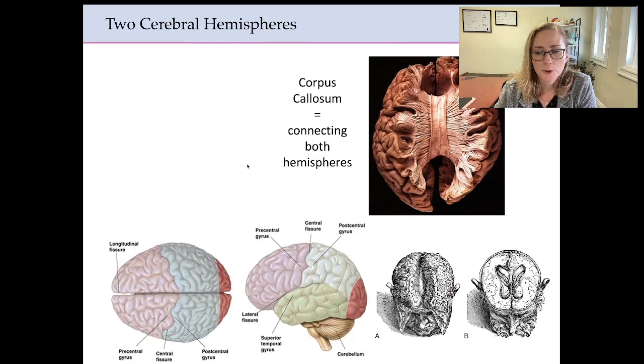Okay, the corpus callosum, we did talk about this briefly, but this is one of those areas that I definitely want you to know. It's axon fibers. It's not an area necessarily. It's not a nucleus or a cluster of neurons. It's axon fibers that are crisscrossing and allowing the two hemispheres to talk to one another.